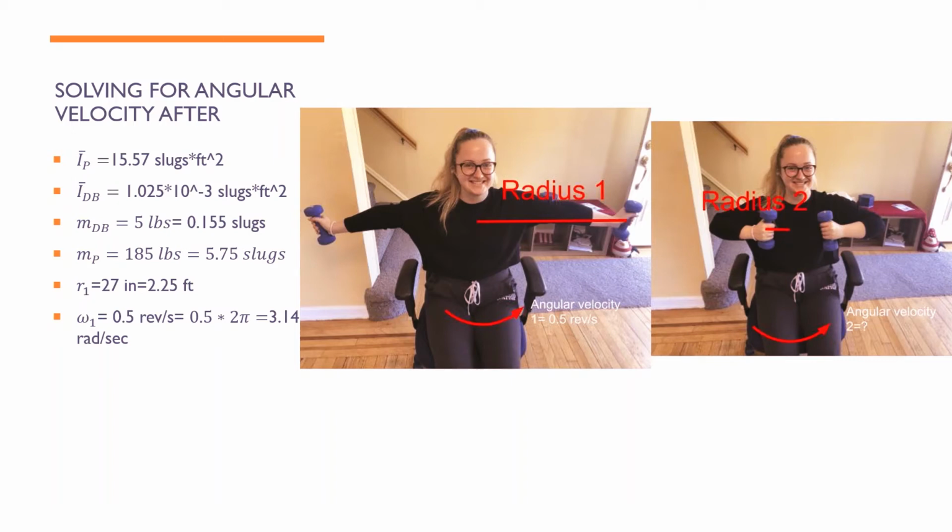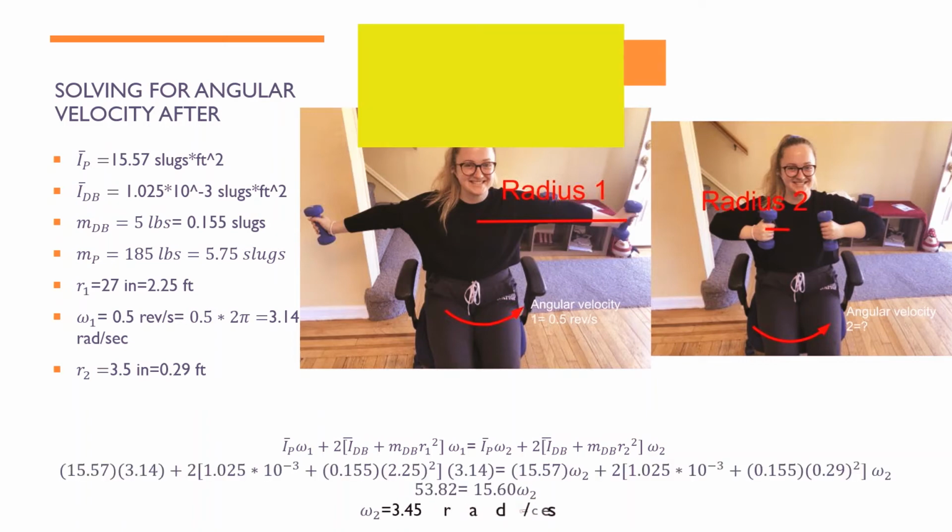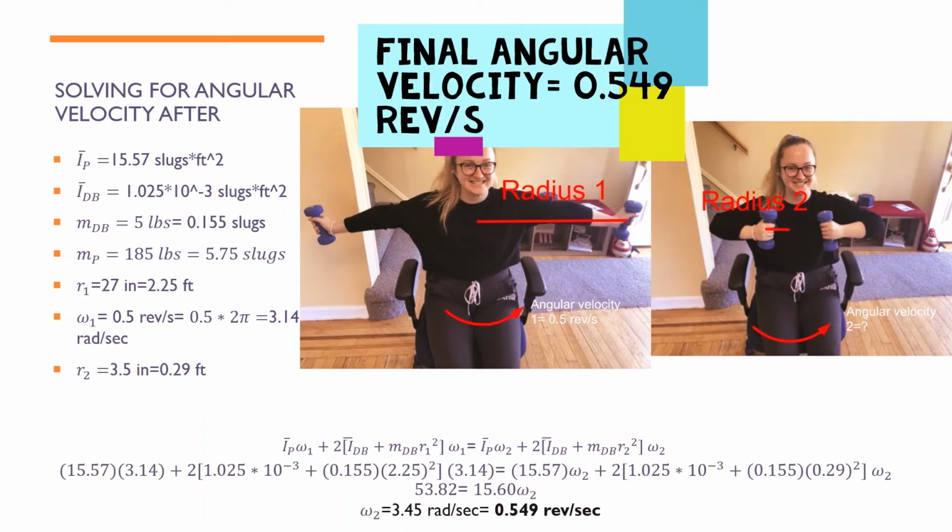Additionally, testing how fast I could spin without using my arms for leverage, it was estimated that the initial angular velocity spinning in the chair was half of a revolution every second. This measurement was converted to radians per second by multiplying it by 2 pi. Plugging all variables into the equation, omega 2 can be calculated and isolated to the right side. Therefore, our final angular velocity found is 3.45 radians per second, or 0.549 revolutions per second.